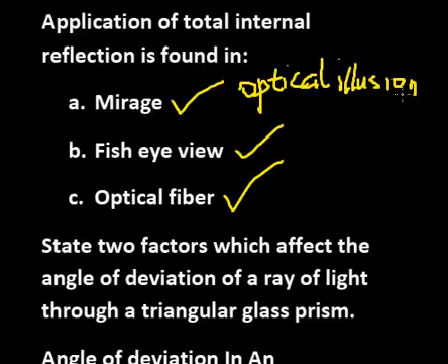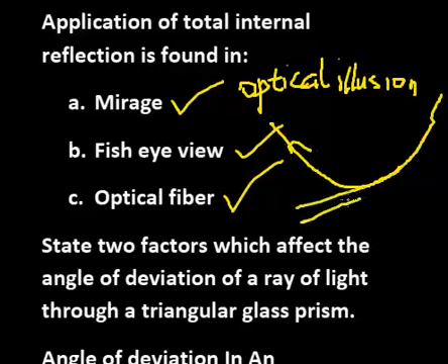That is an optical illusion, and it is actually caused by total internal reflection. The ray of light from the sun passes through different densities of air. Because of that, it will undergo total internal reflection, which will cause an image to be cast at a particular position known as the apparent position. Remember, the apparent position is not the real position. So that gives you an illusion of apparent images being at a particular point.